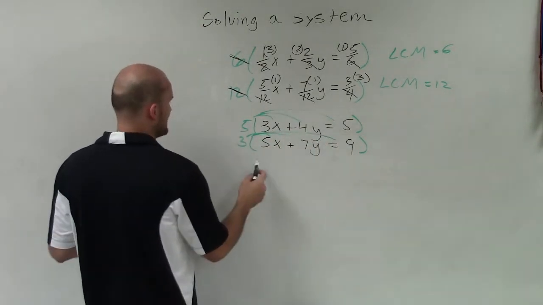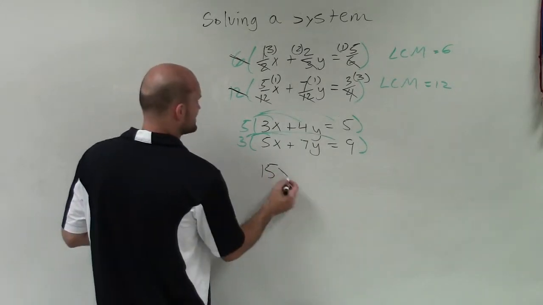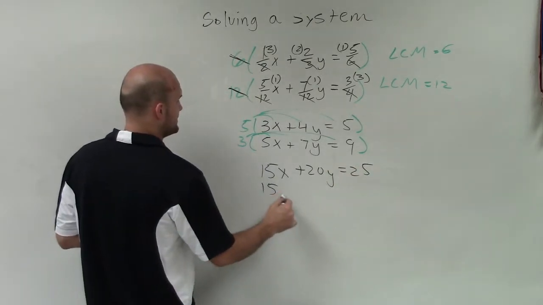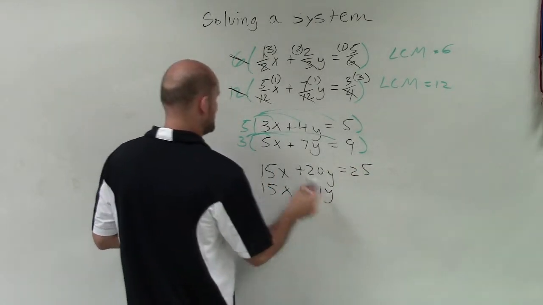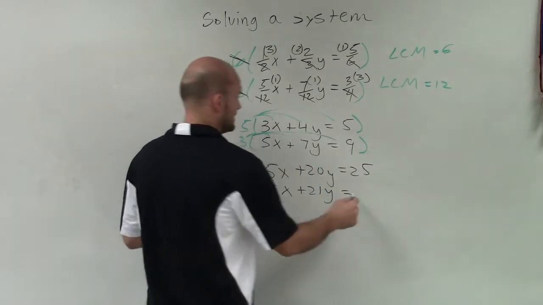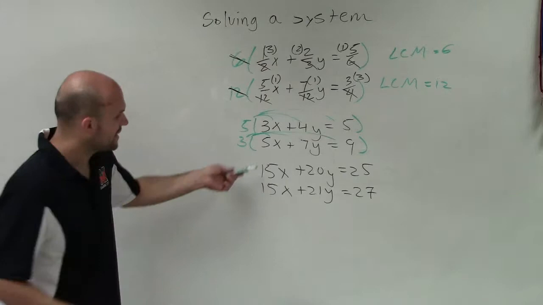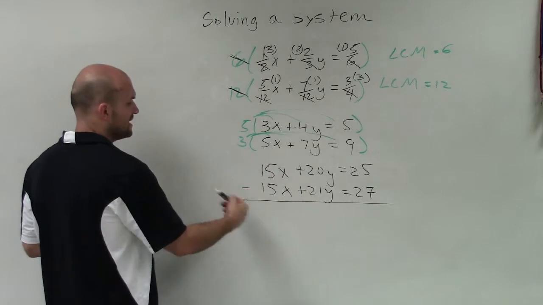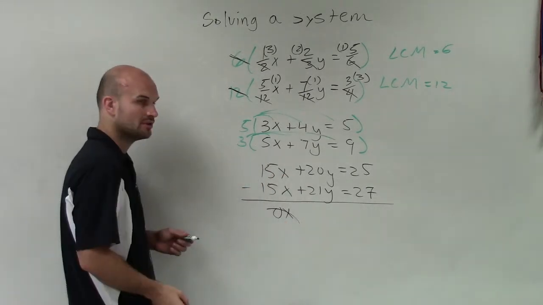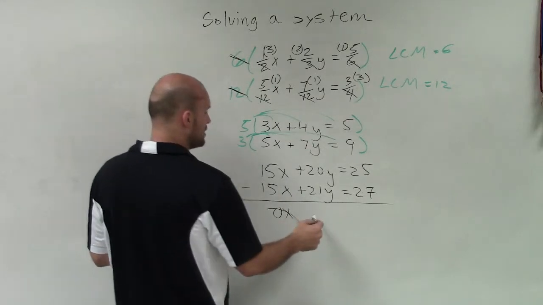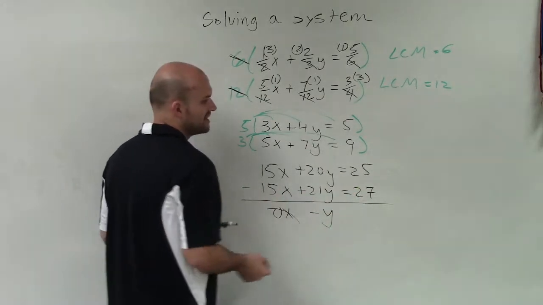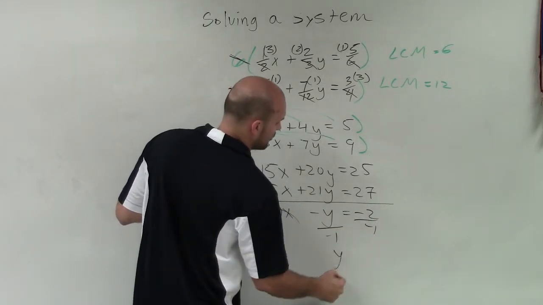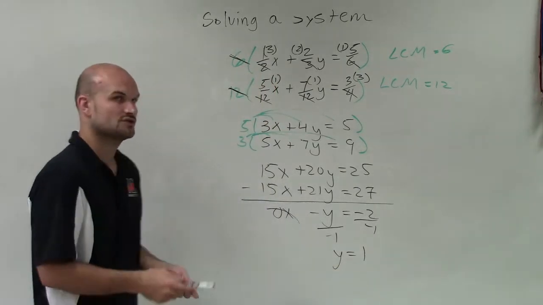All right, so therefore my new equation is going to be 15x plus 20y equals 25. And then here I have 15x plus 21y equals 3 times 9, which is 27. All right, so now that I have the same coefficients and exactly the same sign, they're both positive, I'll subtract equations. 15x minus 15x is 0x, so now my variable x is eliminated. 20y minus 21y is a negative y, and 25 minus 27 is equal to a negative 2. To solve for y, I divide by negative 1. Therefore, y equals positive 2.